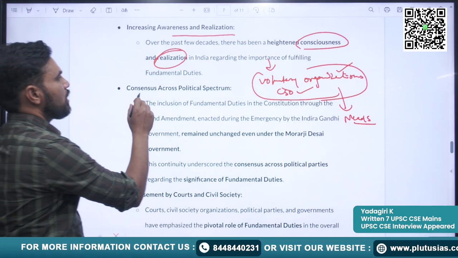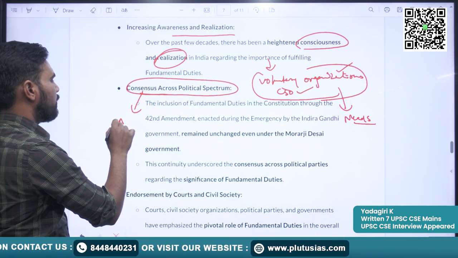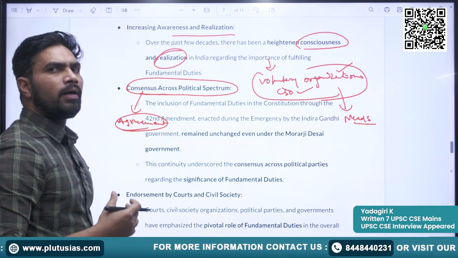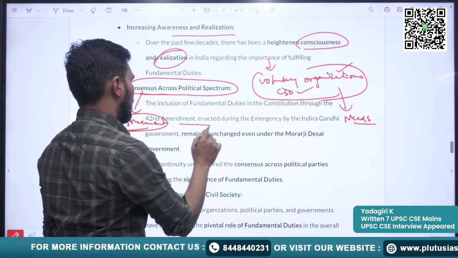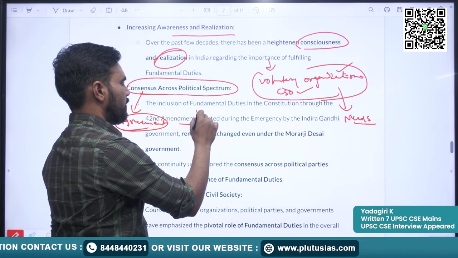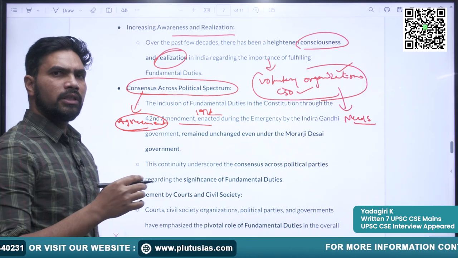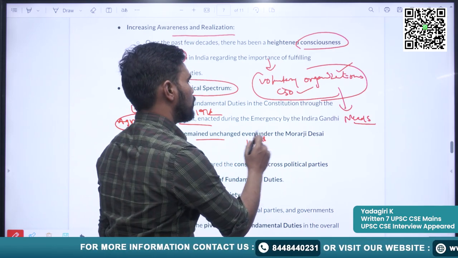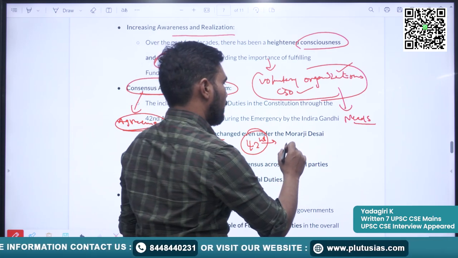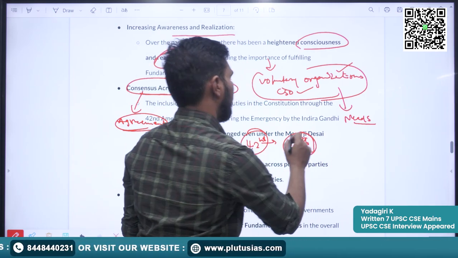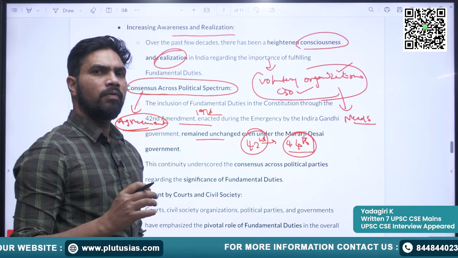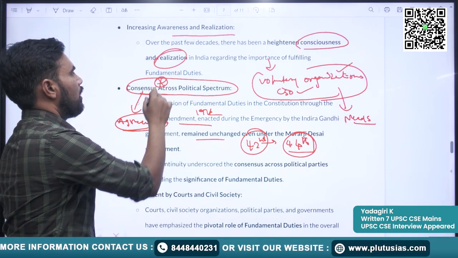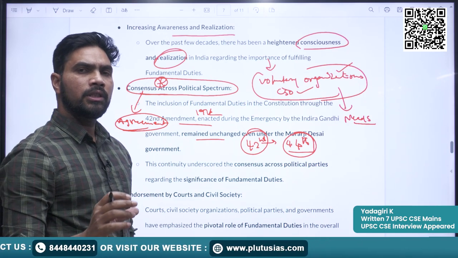Next one is consensus across the political spectrum. Means there is agreement between all the parties about the fundamental duties. If we see the example, these were added through the 42nd Amendment Act made in 1976. Later, after 2 years, the Janata government came into power. Most of the changes brought through the 42nd Constitutional Amendment were repealed or modified by the 44th Constitutional Amendment. But this particular part about the fundamental duties has not been removed or modified. So this shows the consensus reached upon the placement of fundamental duties in the Constitution of India.